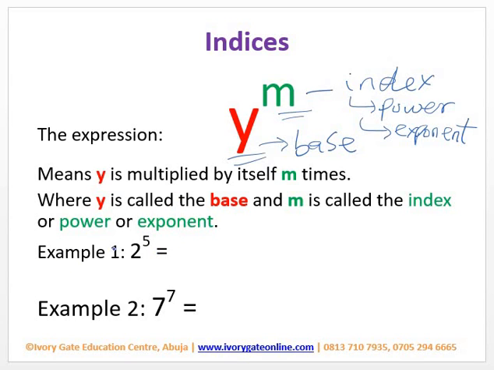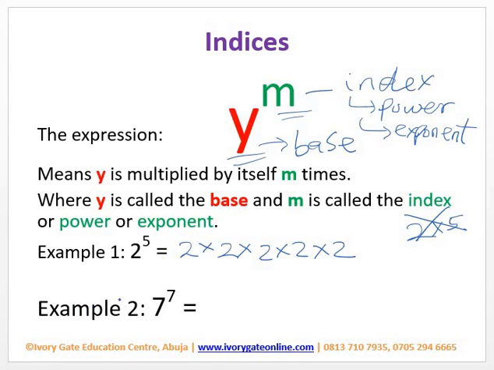Typical example. If, for instance, we have 2 raised to power 5, the normal thing that comes to the mind of students is to say 2 times 5. This is not what it means. Instead, this means 2 multiplying itself 5 times. Here we have 2 times 2 times 2 times 2 times 2 in 5 places. 1, 2, 3, 4, 5. So that is what 2 raised to power 5 means.